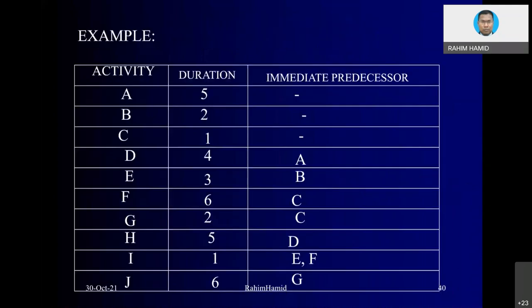Now let's take a simple example. This is how the data will be given in our class, but in reality, we are the ones that have to develop this. If you are a planner, then you need to develop the WBS in order to get all the activities. Then you need to calculate the duration, and then you come up with the immediate predecessor based on the logical relationship. So you notice that A, B, and C don't have a predecessor. So automatically you understand A, B, and C must be the starting activities.